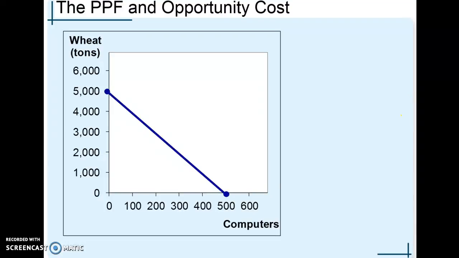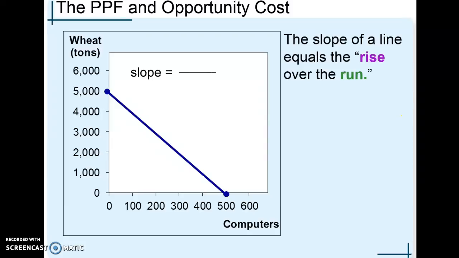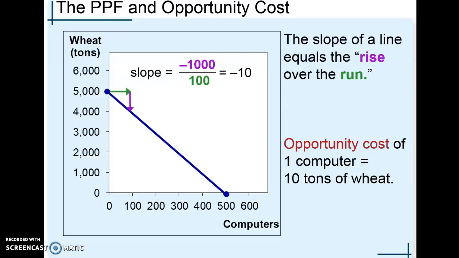So here we have the PPF. If we were to calculate the slope of the PPF, we'd have to calculate the rise over the run. So that would be 1,000 over 100, and that would be a negative number. So that means the opportunity cost of one computer equals 10 tons of wheat. In other words, if you want to produce one more computer, you're going to have to give up 10 tons of wheat.